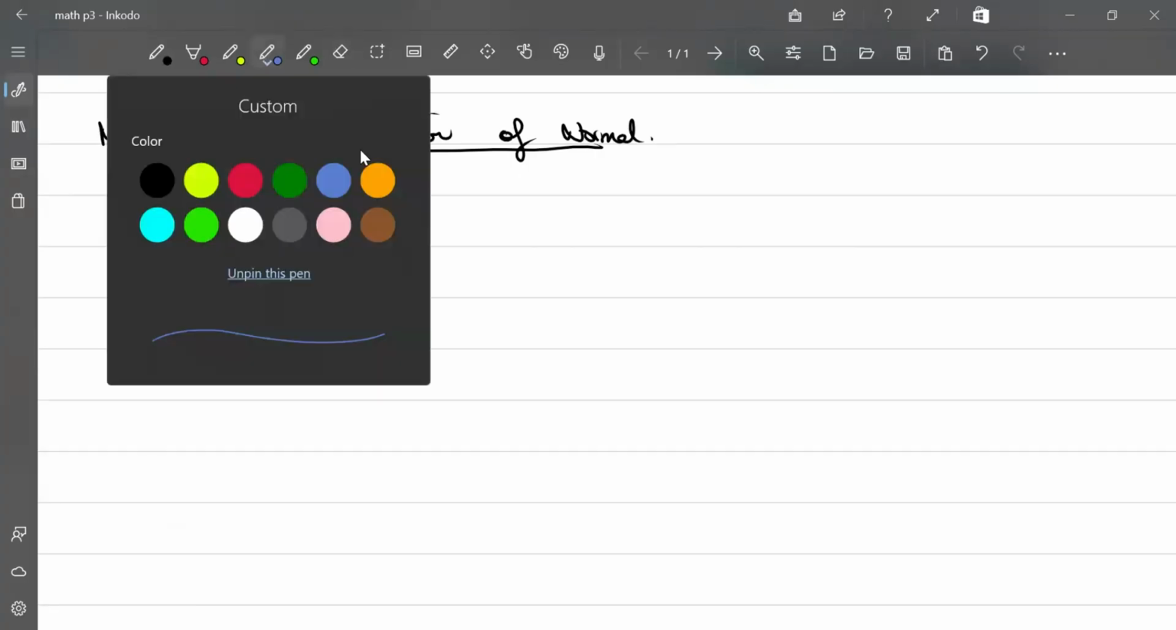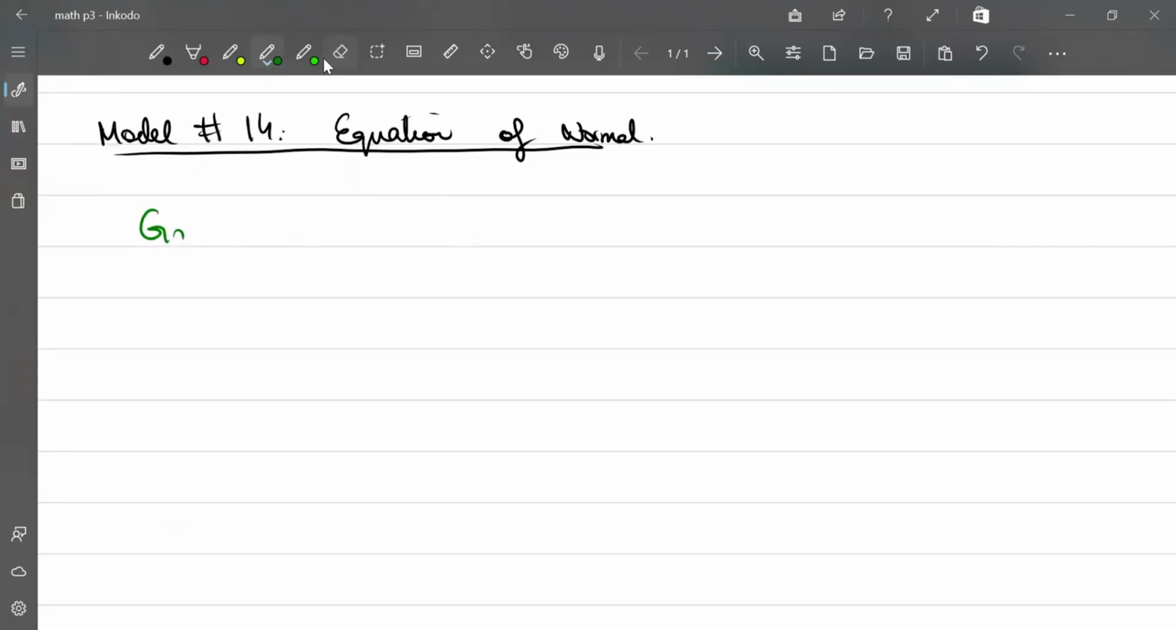Let me see if I can grab a darker pen. Yeah, green works perfect.